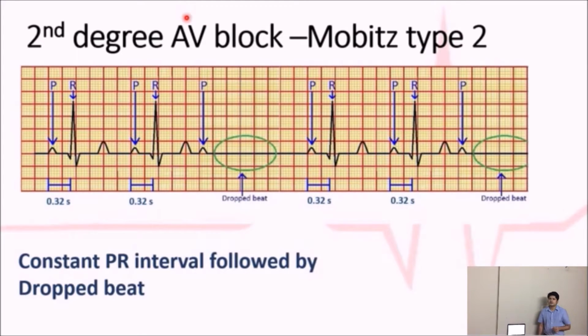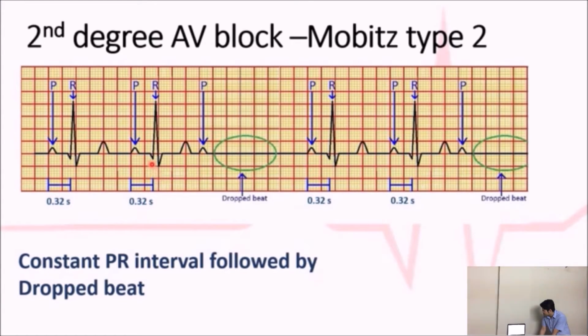Now what is the main difference? In Mobitz type 2, the PR interval will be constant, and after a few beats of the P, the QRS will drop. The constant PR interval and the dropped beat, it's Mobitz type 2 block. So let's understand with the example. This is the P and this is the QRS. The distance P to R is 0.32 second, 8 small squares you can see here.